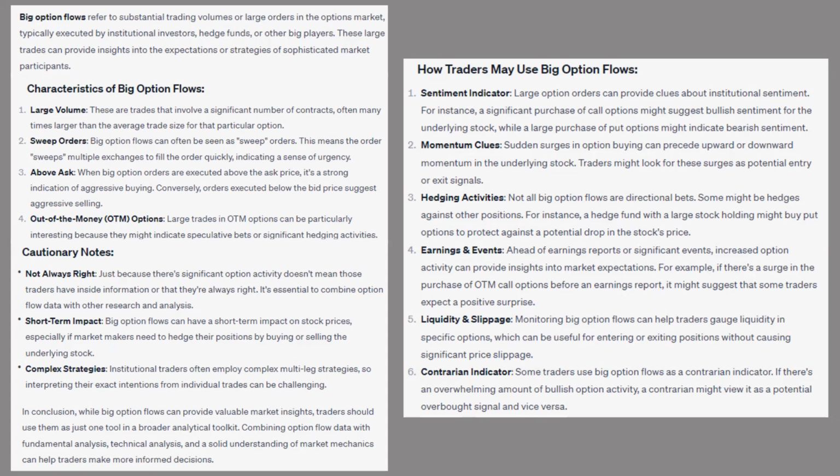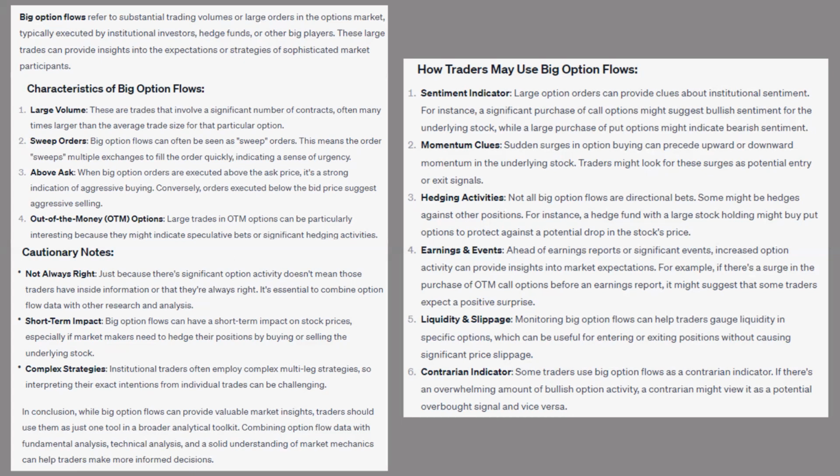And oftentimes, traders can use these big option flows as a contrarian indicator. So some traders do use big option flows as a contrarian indicator. If there's an overwhelming amount of bullish option activity, a contrarian might view it as a potential overbought signal and vice versa.